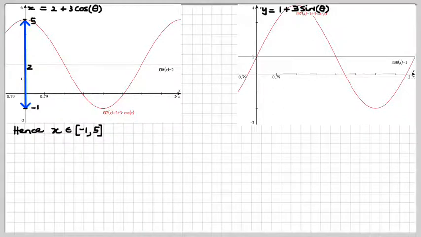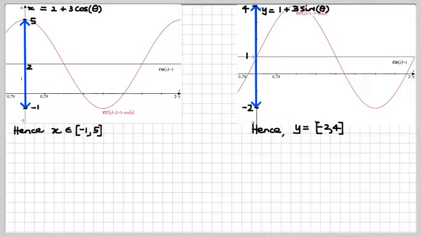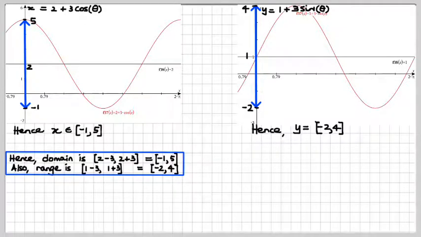Now, similarly with the y variable here, that's also expressed as 1 plus 3 sine theta, in terms of theta, the third variable, the parameter. If we examine what y does, sine theta goes from -1 to +1, therefore 3 sine theta will go from -3 to +3, and therefore 1 minus 3 is -2, 1 plus 3 is 4. So y goes from -2 to +4. The domain is -1 to 5, that's the x. The range is from -2 to 4.